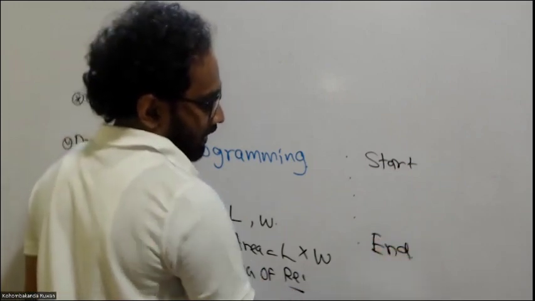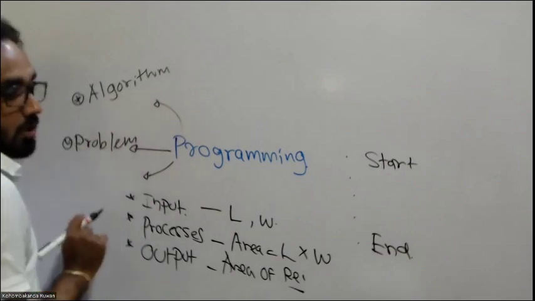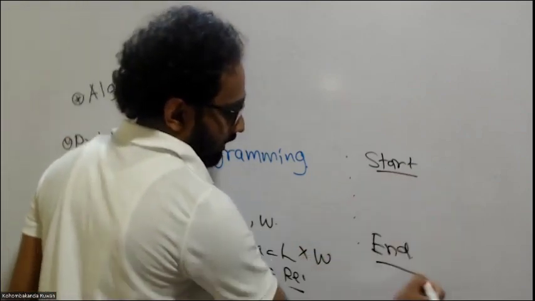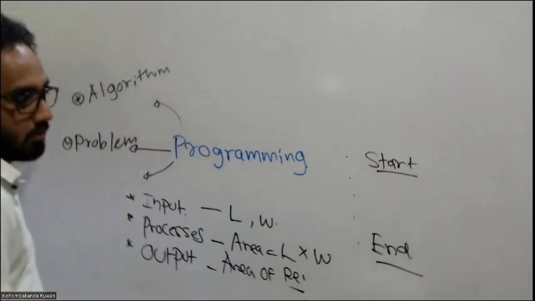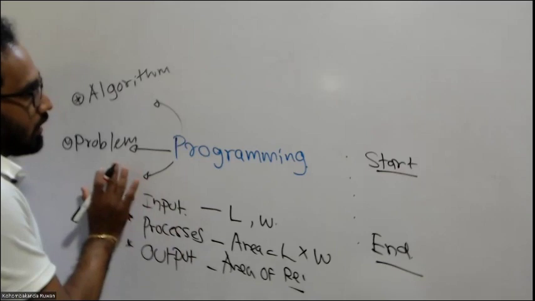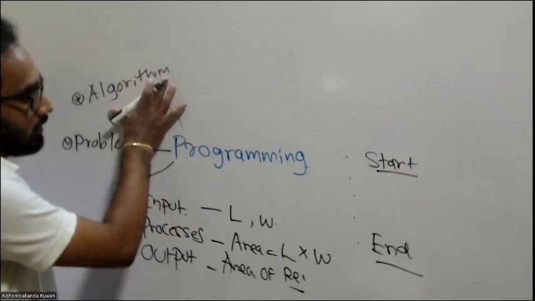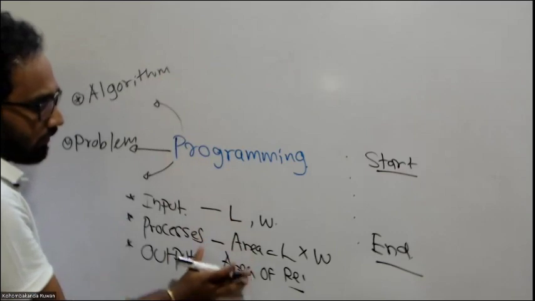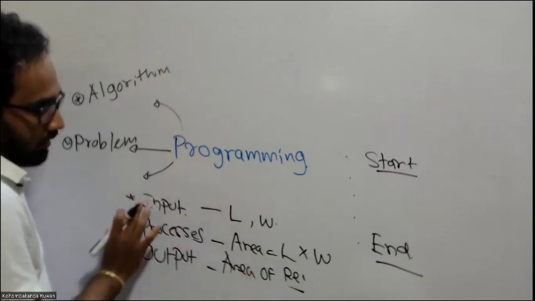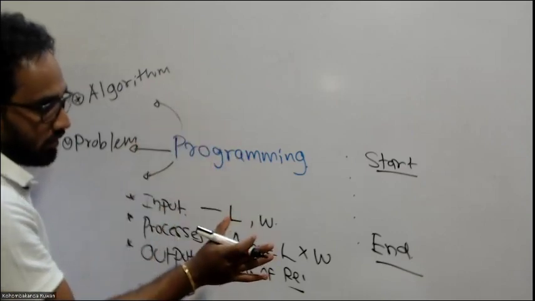You need to mention end. When you're writing a proper algorithm, definitely you have to mention start and end. Remember that. We will try to write an algorithm based on the find the area of a rectangle example. Then we will move to today's session.